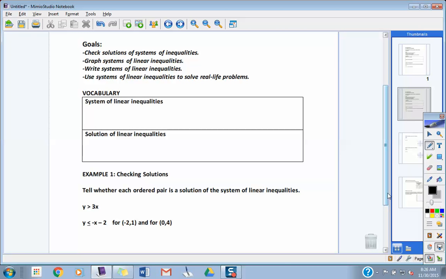So I guess the first thing we need to know is this. What the heck is a system of linear inequalities? Basically, just like systems of equations, how many equations did you have? Two. How many unknowns did you have? Two, an x and a y, right? So a system of linear inequalities is going to be two linear inequalities.